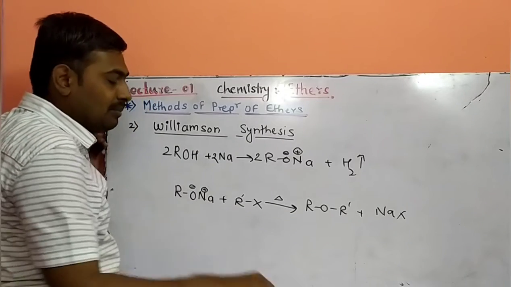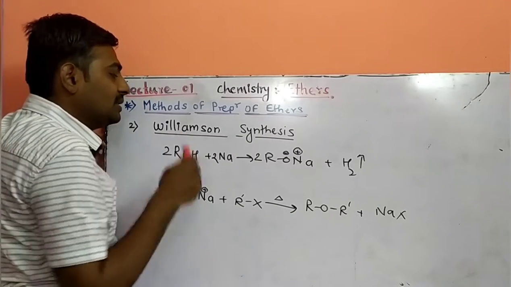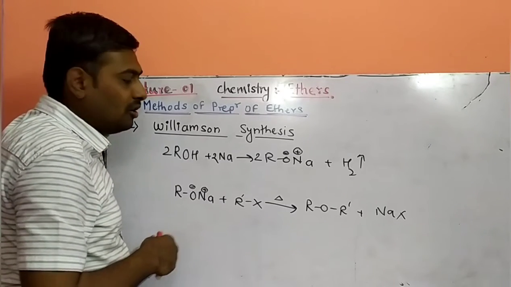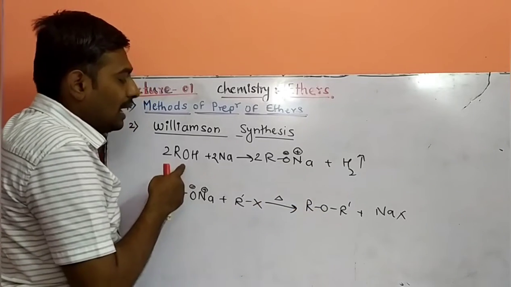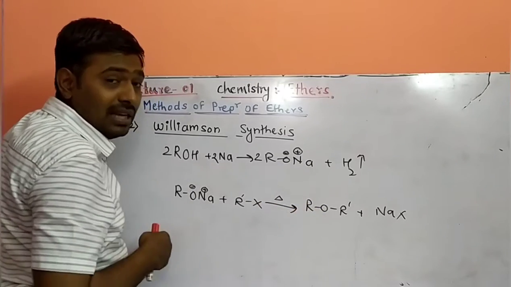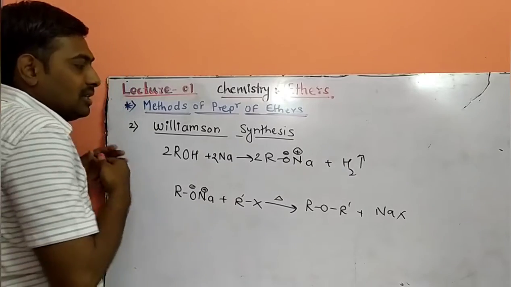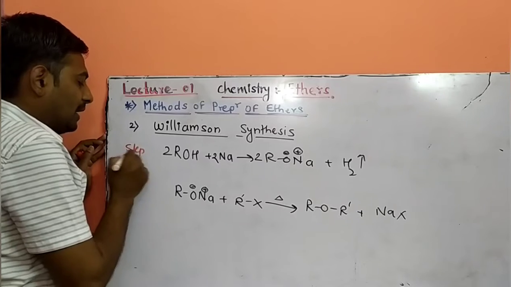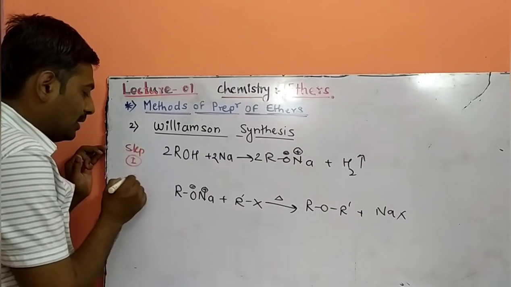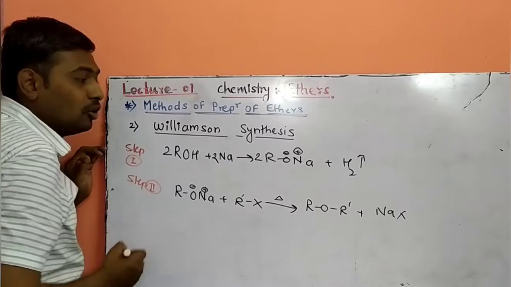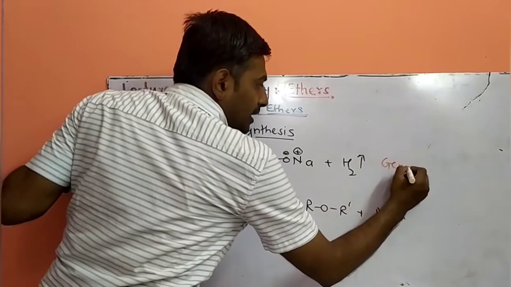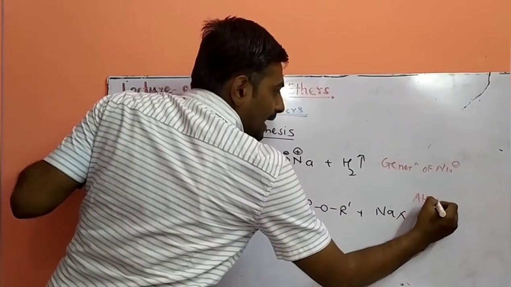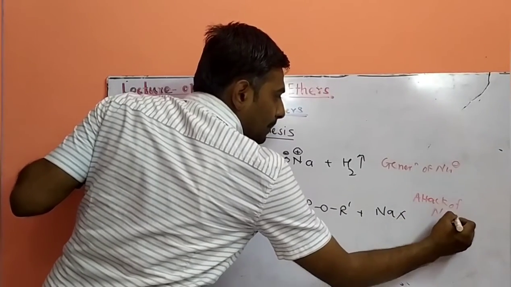Next reaction, Williamson synthesis. So what is Williamson synthesis? It is a preparation of ether. It is preparation of ethers from alcohol, with the help of alkyl halide. So it is a two-step reaction. In step 1, we are preparing the nucleophile, generation of nucleophile, and in step 2, attack of nucleophile is taking place. Here, generation of nucleophile, and here attack of nucleophile.